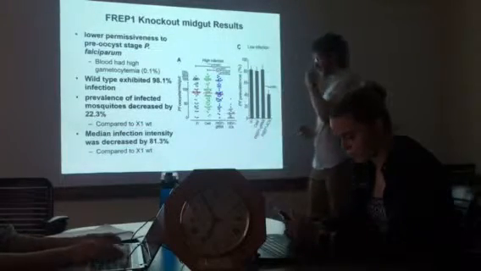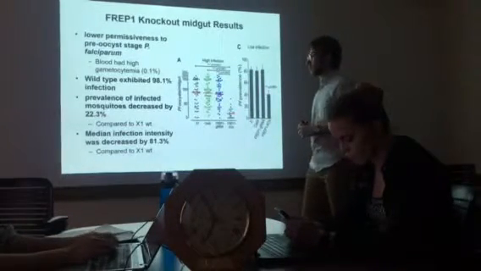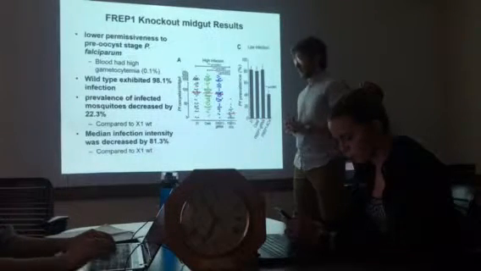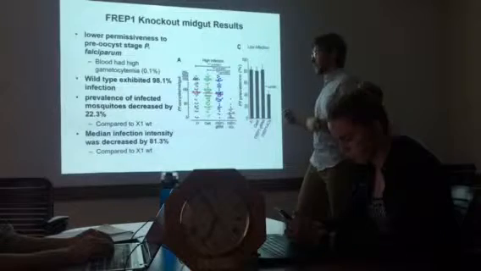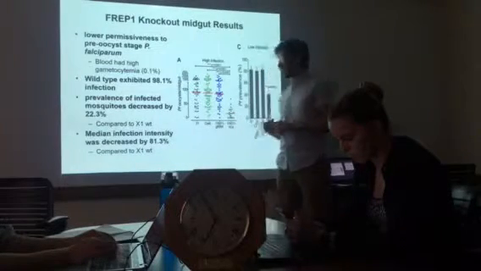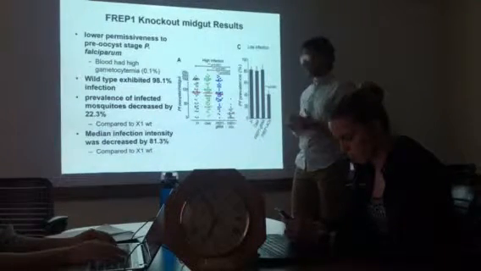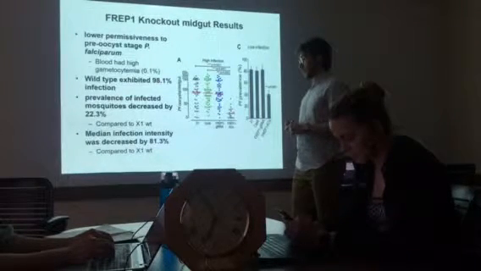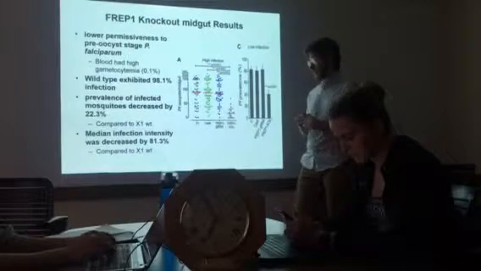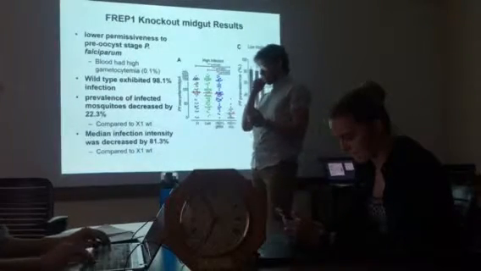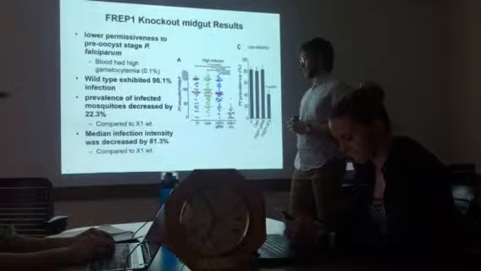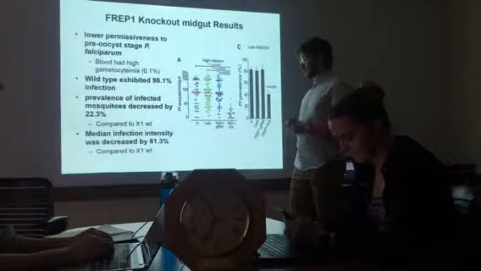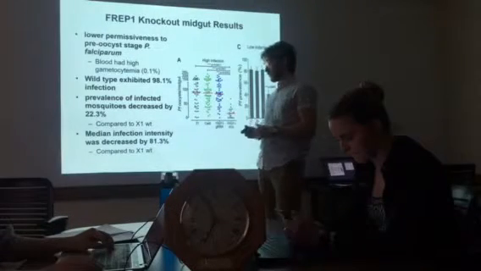So to begin with, what they found was there was a lower permissiveness to the pre-oocyst stage for P. falciparum, and the blood that they used had a very high gametocytemia, which was 0.1%, which is not exhibited in nature at all. And the wild type exhibited 98.1% infection, and the prevalence of infected mosquitoes decreased by 22% when that was compared to the X1 wild type. And the median infection intensity was decreased by 81.3% as compared to the X1 wild type as well.